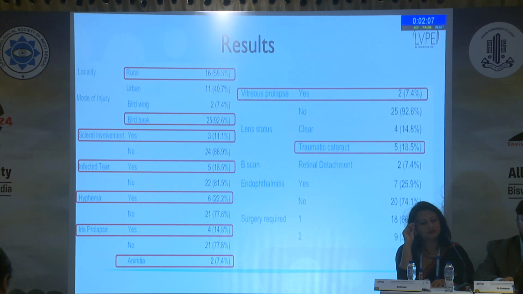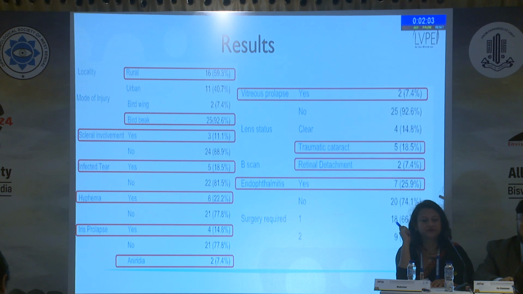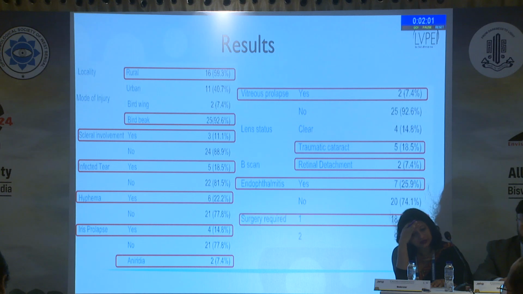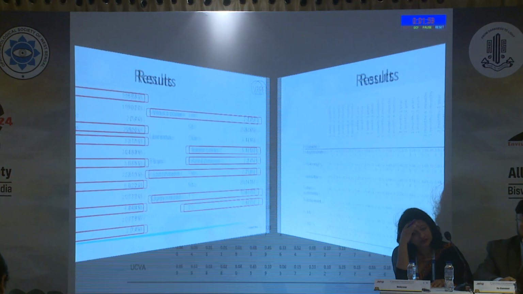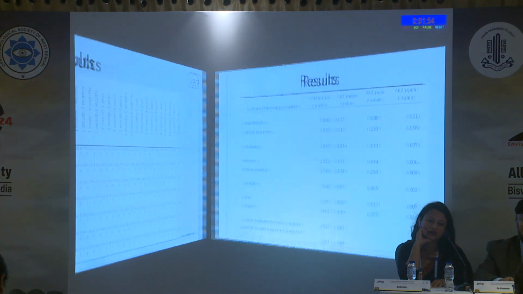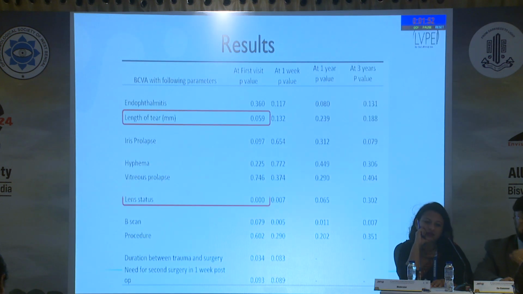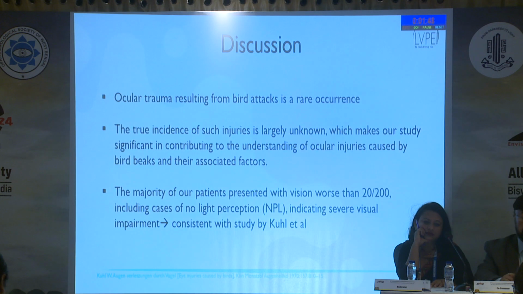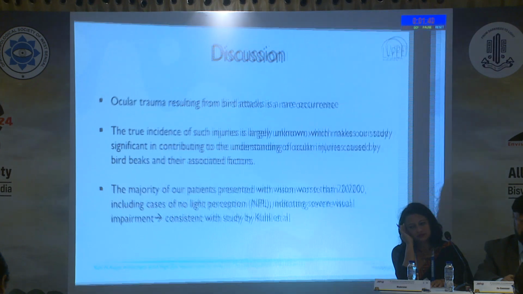Traumatic cataract was noted in 5 cases, retinal detachment in 2 cases, endophthalmitis in 7 cases, and surgery required in 18 cases. One surgery in 18 cases. So UCVA was a significant factor. Also, length of the tear, lens status, and duration between trauma and surgery were significant factors. The true incidence of such injuries is largely unknown. Hence, our study is significant in contributing to know its incidence.